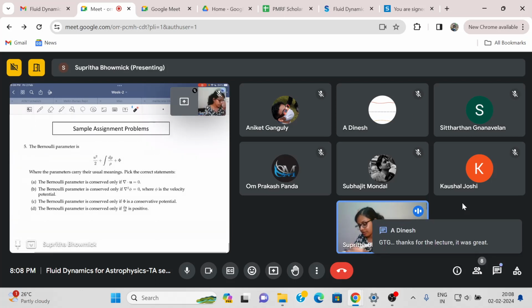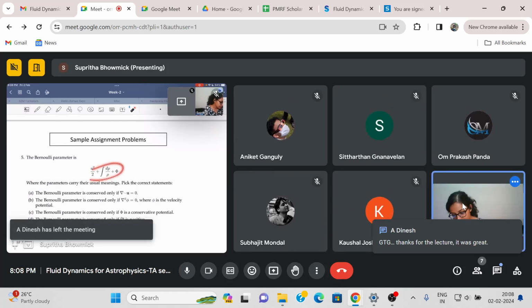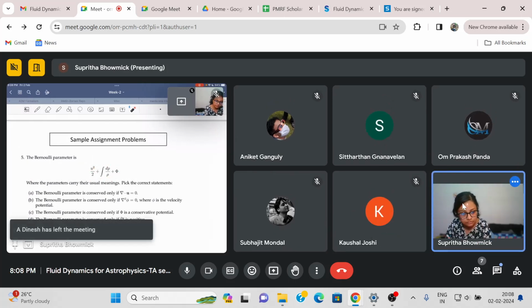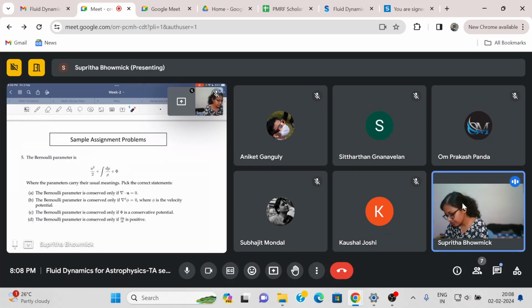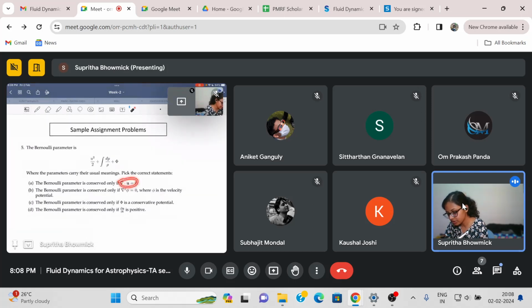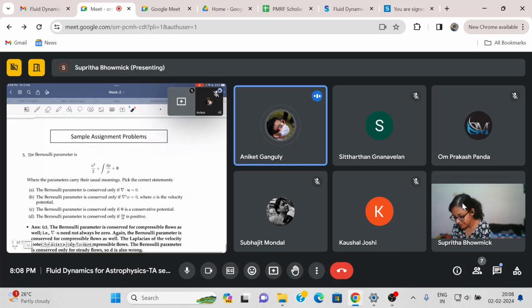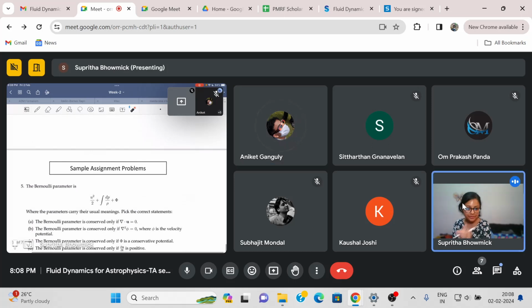Okay. Last question. The Bernoulli parameter is this. The other parameters carry the usual meanings. Now you have to pick the correct statement. The Bernoulli parameter is conserved only if divergence of u is 0. Is this true? No. Correct. Why is that? We have already discussed that nowhere have we made the approximation that it is incompressible. Absolutely. That's right.